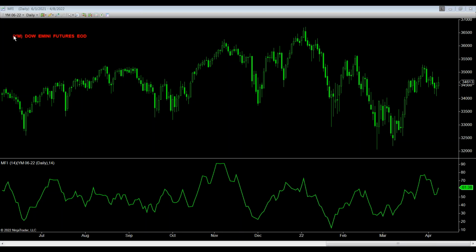We're going to use YM, the Dow E-mini futures, end of day charts updated in real time. The market's now closed because it's Saturday. And this is the proxy for today's presentation. YM, near contract month 622, upper left hand corner. So let's begin with the volume chart.